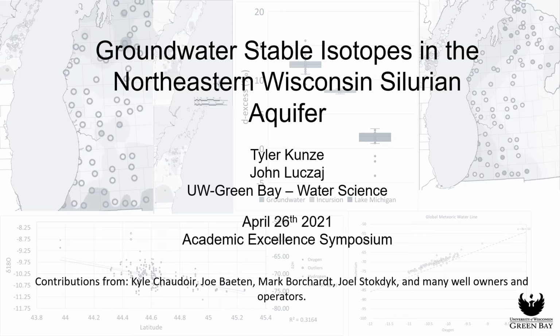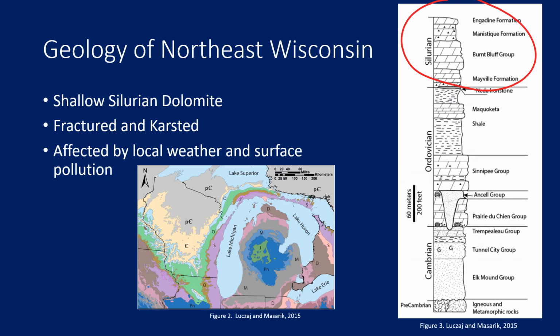I conducted an independent research study with Dr. John Luchai, and we created a regional groundwater isoscape for both deuterium and oxygen-18 isotopes in the shallow Silurian aquifer in northeastern Wisconsin. We collected our samples from the shallow Silurian dolomite aquifer, which is the purple band on the lower picture along the eastern coast of Wisconsin up through Door County. It's also circled here on the top right in the image on the right.